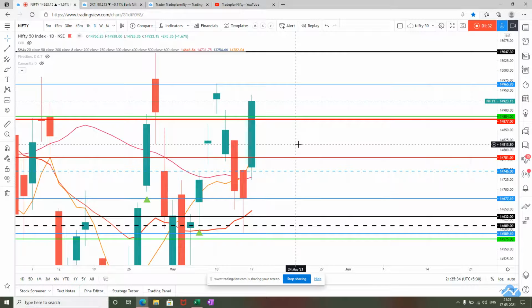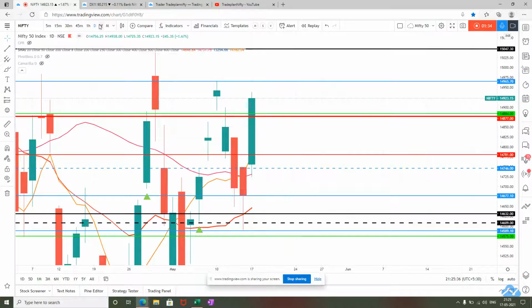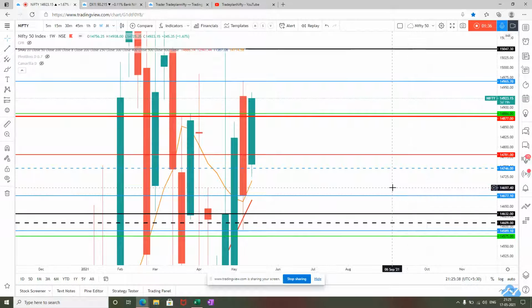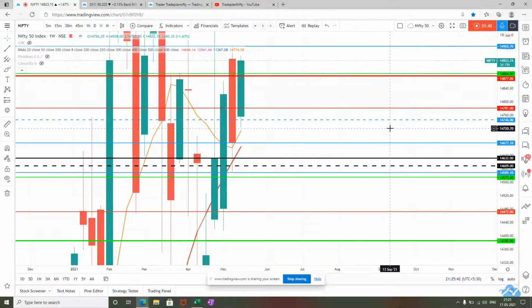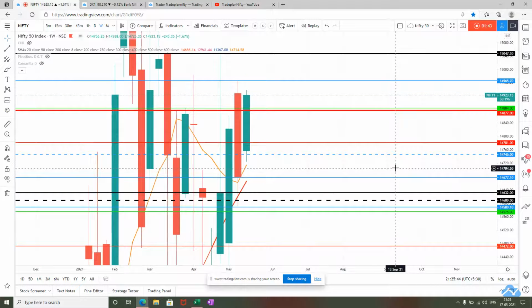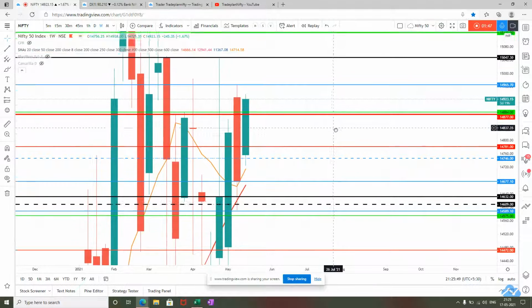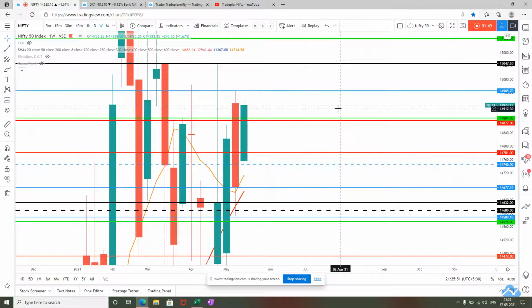Now, when we look into Nifty on a weekly basis, it has closed above 8, above 20, above 50, and above 200. So this is a very good sign, and on a weekly basis, the market is now in uptrend. And today, the market has closed above monthly H3 and weekly H4, which is a very positive sign for the market.